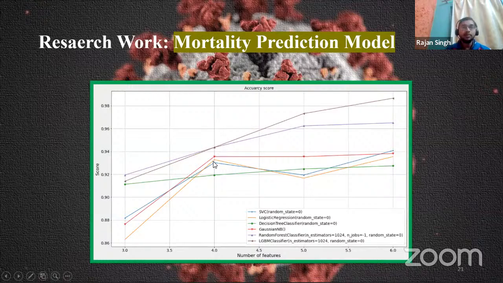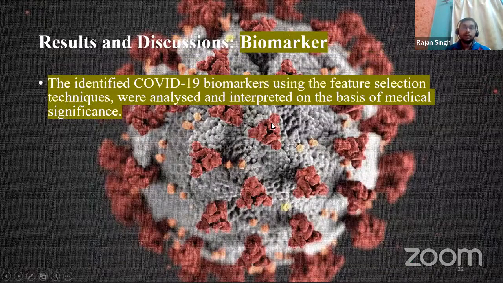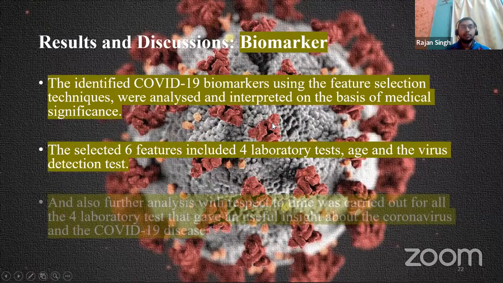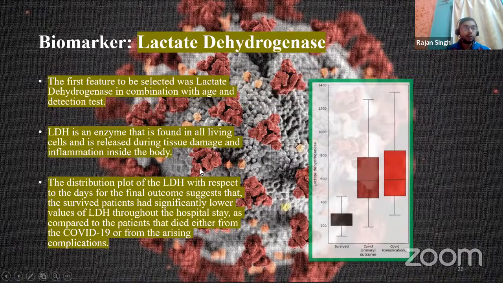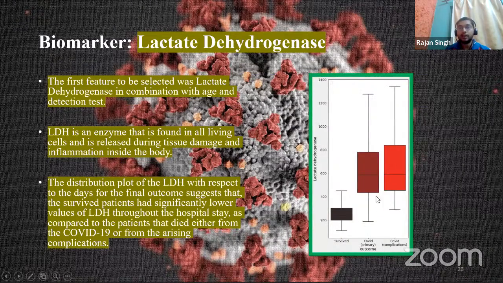And for biomarkers, after selecting, we tried to extract the medical meaning. The first feature was lactate dehydrogenase, which is an enzyme released during tissue damage. As we can see, the people who died from COVID primary and COVID complications had a higher level of lactate dehydrogenase as compared to the survived ones. We plotted it with the number of days to outcome and the value of the LDH. We can see there is a clear distinction between the survived and the dead patients.